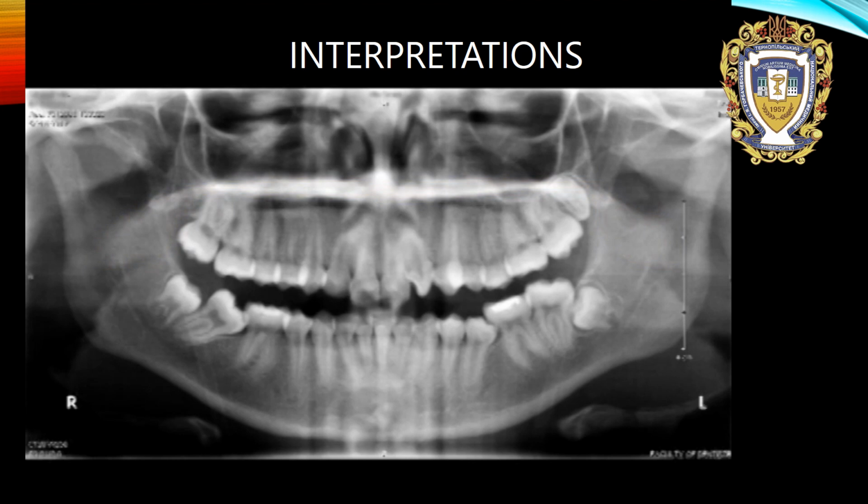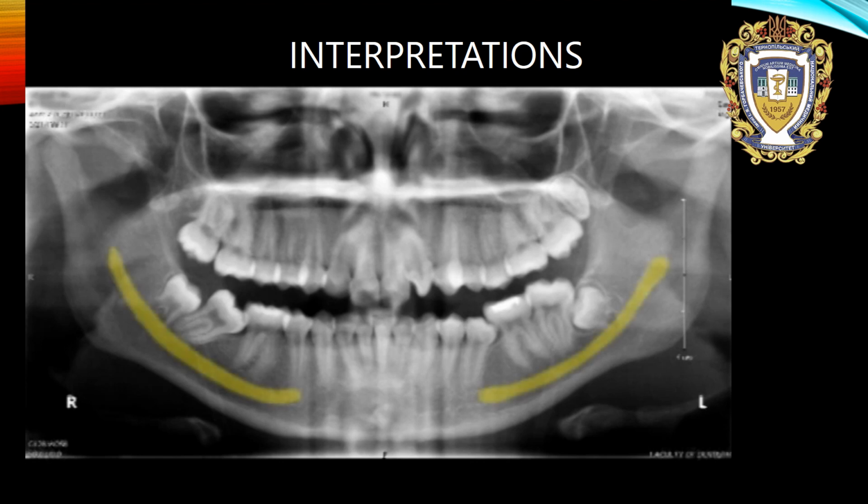Now examine the bone pattern of the maxilla and mandible. Assess the density and pattern of trabeculi for any abnormalities. Comparing left and right sides is useful, but keep in mind that some conditions may present with a generalized alteration in bone pattern.